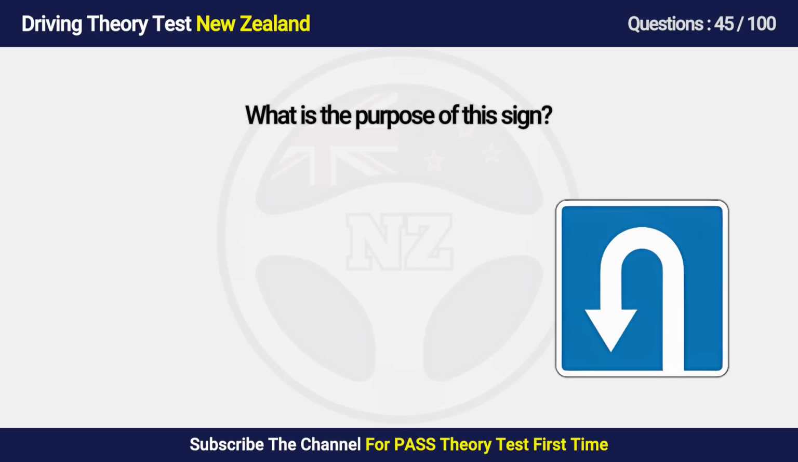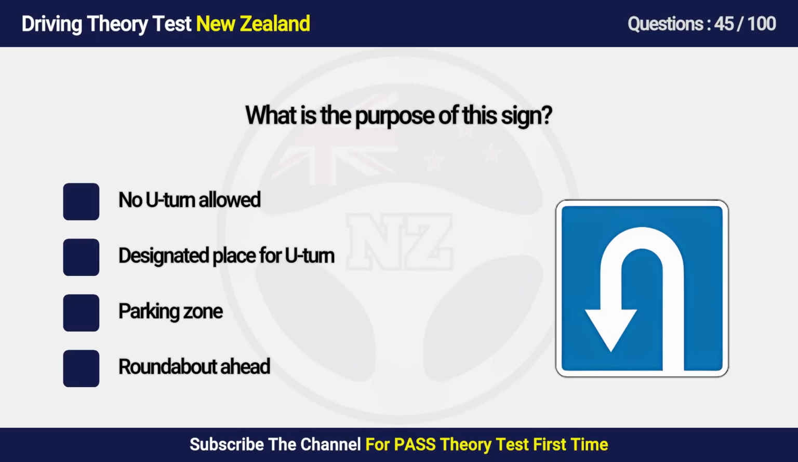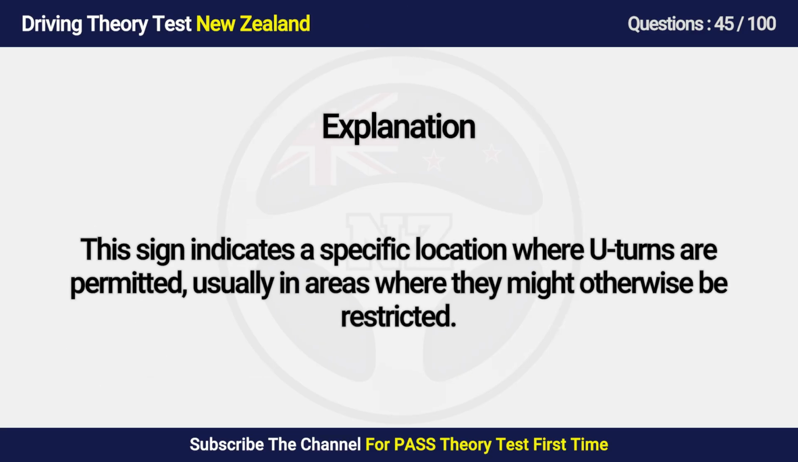Question 45. What is the purpose of this sign? A. No U-turn allowed. B. Place for U-turn. C. Parking zone. D. Roundabout ahead. Answer is B. Place for U-turn. This sign indicates a specific location where U-turns are permitted, usually in areas where they might otherwise be restricted.